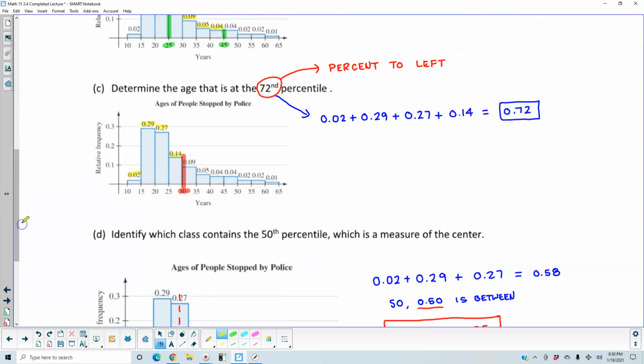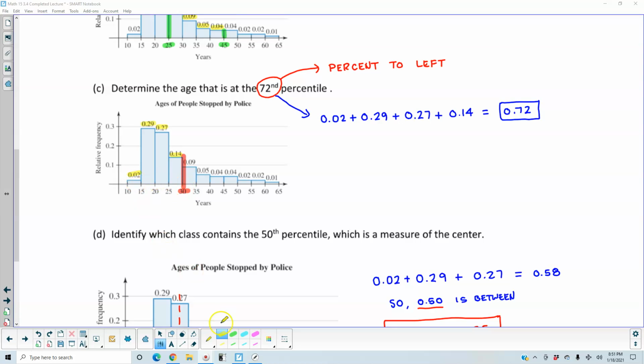Next question is part C. It says, determine the age that is at the 72nd percentile. And that is percent to the left. Okay, so what is the 72nd percentile? Well, here at the value of 30, that is the 72nd. And so how do we know?